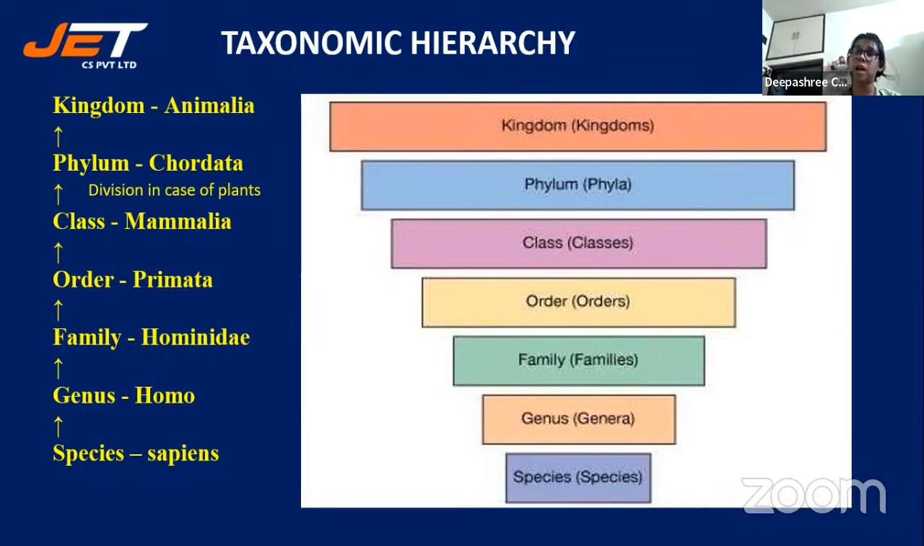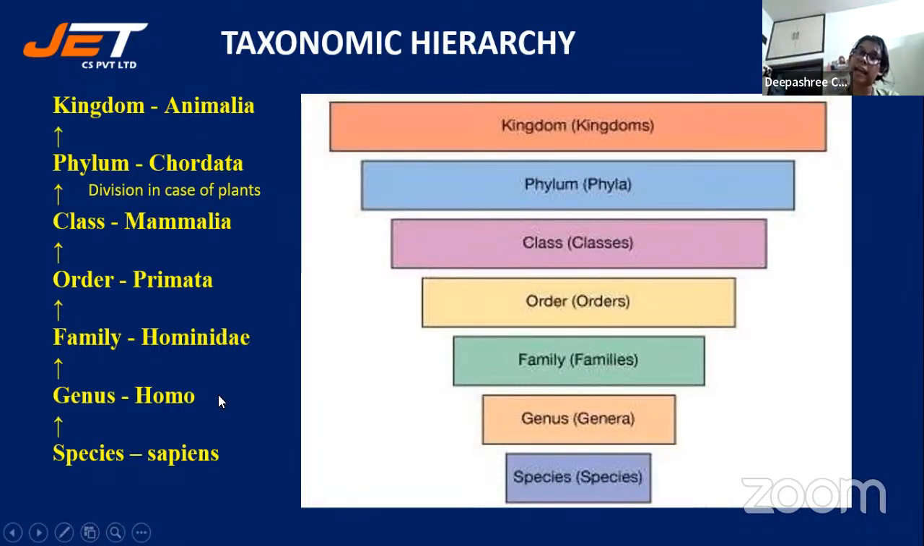So kingdom is Animalia, phylum is Chordata. Mainly, instead of phylum, we write division in the case of plants. Class, Mammalia, order, Primates. This is for Homo sapiens. Homo sapiens is what? Animal, chordate, mammal, primate, Hominidae, Homo sapiens. Homo neanderthalensis is just different at the species level. Up to this, Homo neanderthalensis is the same.